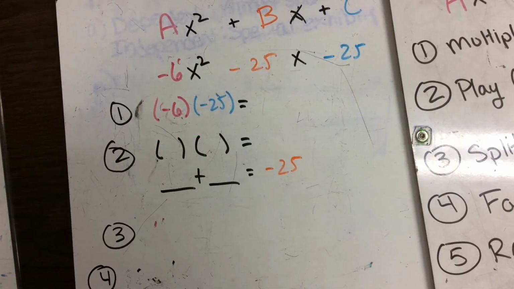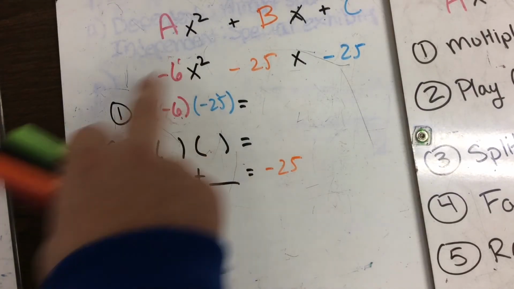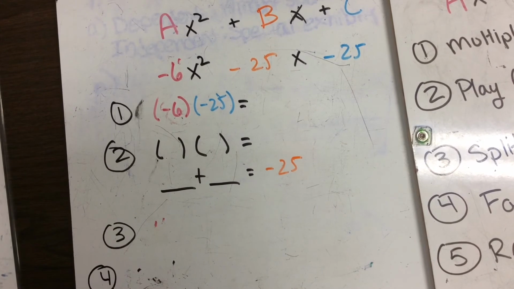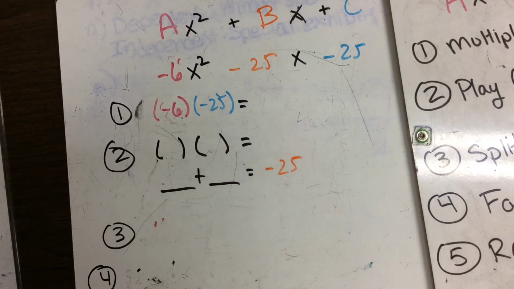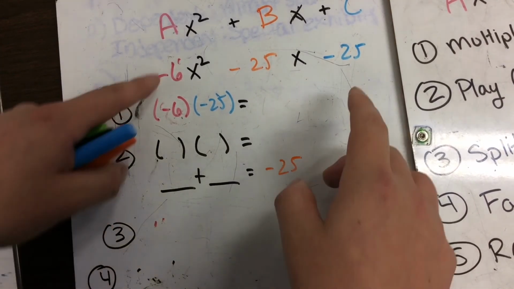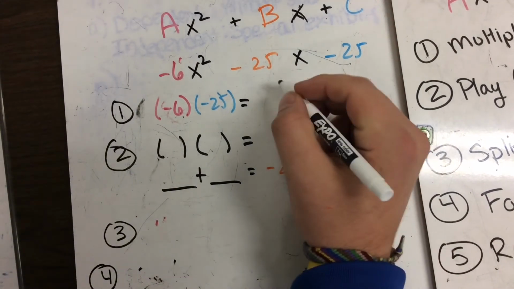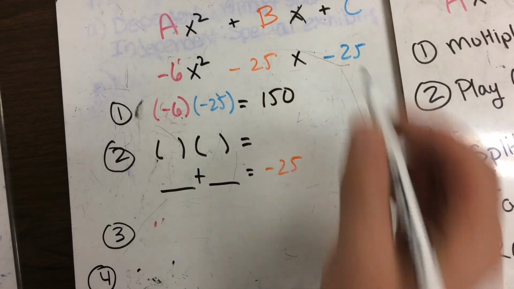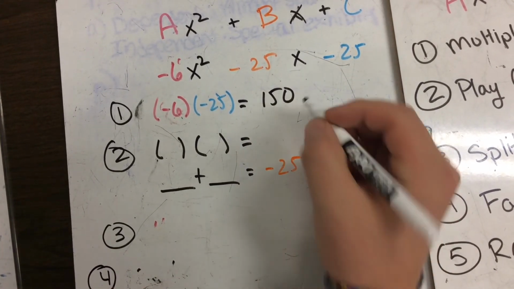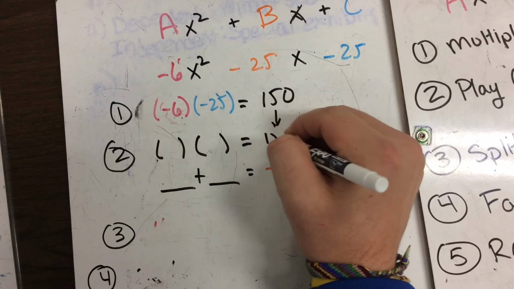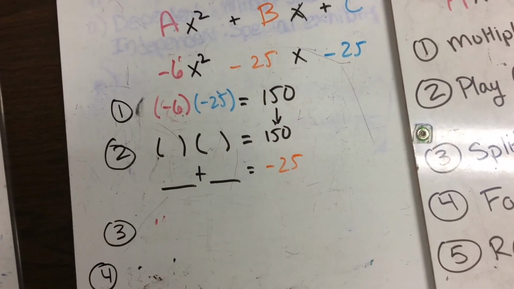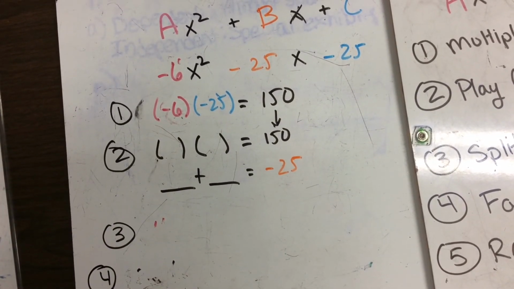Okay, we're going to do one more here. This time the quadratic is called negative 6x squared minus 25x minus 25. The first thing it says to do in our strategy is to multiply a and c, the first and the last term. This is going to be negative 6 times negative 25, which is going to give you a positive 150. Okay. We now need to find two numbers that multiply to 150 and add to negative 25.